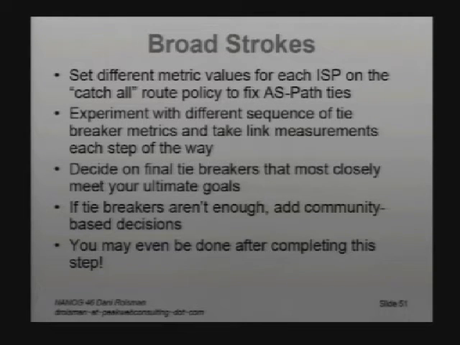And you're going to have to experiment with different sequences of tiebreaker metrics and take measurements along the way. This is the kind of thing you want to do during peak periods. You set them one way, you wait 30 seconds to a minute, check utilization, set them another way, check utilization, until you have something that you like. Once you're done, you decide on your final tiebreaker that most closely meets your goals. And if the tiebreakers aren't enough, then we're going to go ahead and do some community-based decisions. And you may even be done after this step. Go to Starbucks and come back and configure Rancid or something else that's sitting on your project list forever.